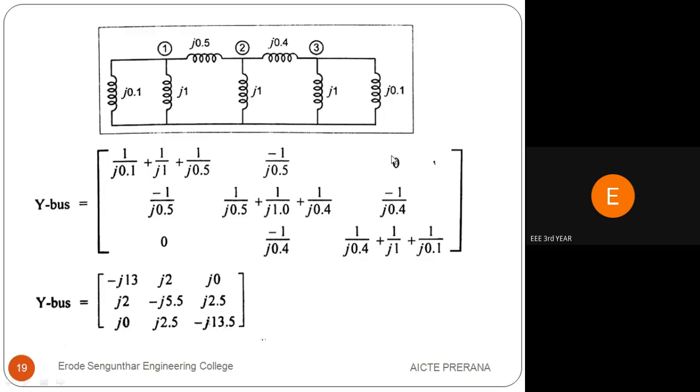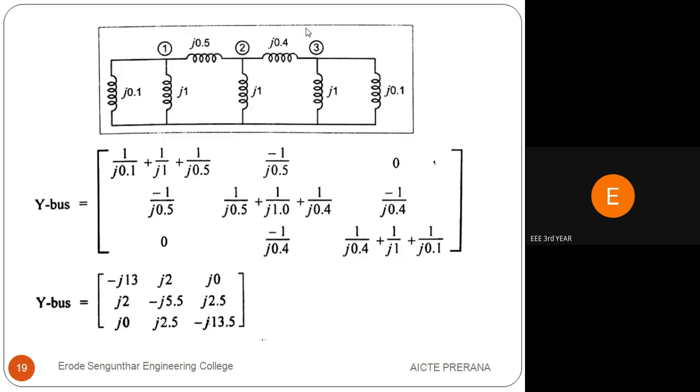And next, y13. There is no connection between node 1 and 3, so there is no element at all. So we have to consider 0. Okay. Then go to the next row. In y21, 2 1 and 1 2 are the same. Always y12 and y21 are the same. So we have to take the same value, minus 1 by j0.5.